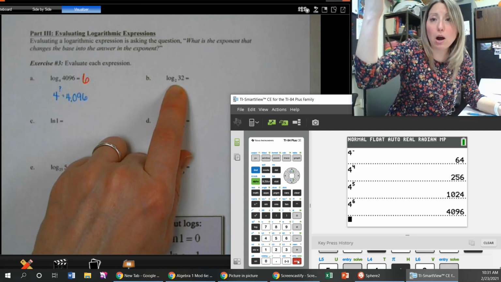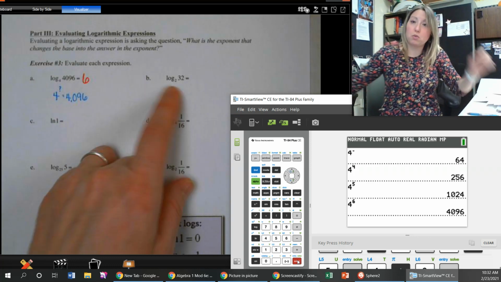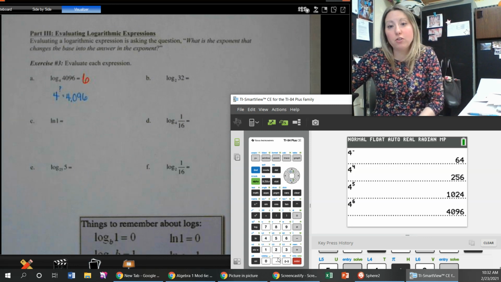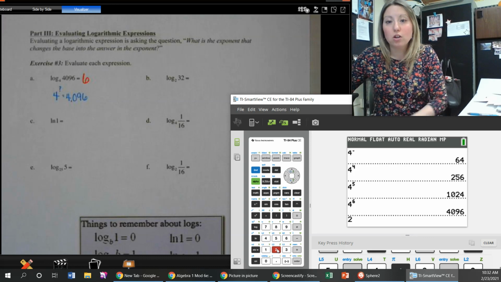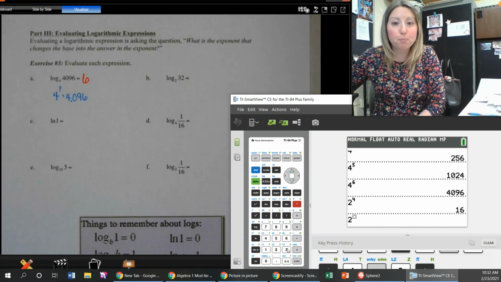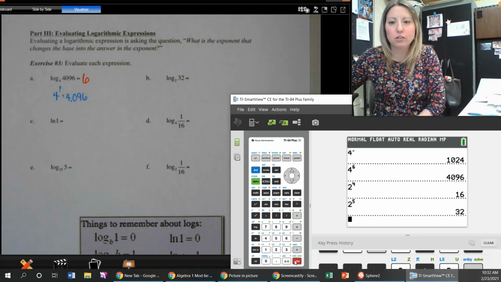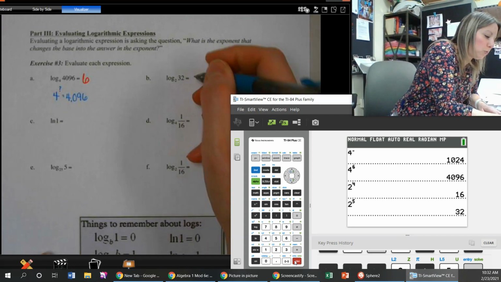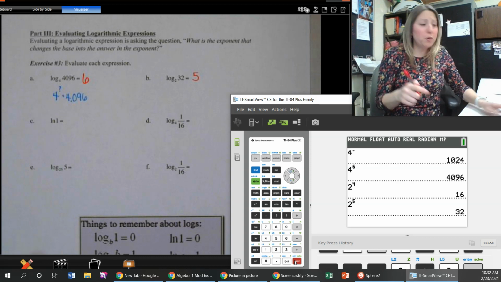2 to the what power is 32? That's what you're asking for. You might not know this one off the top of your head, so let me give you a quick reminder of our 2's. 2 squared is 4. 2 cubed is 8. 2 to the 4th power is 16. 2 to the 5th power is 32. Just in case you don't have those memorized. Oops, I'm writing my answers in red. There we go.